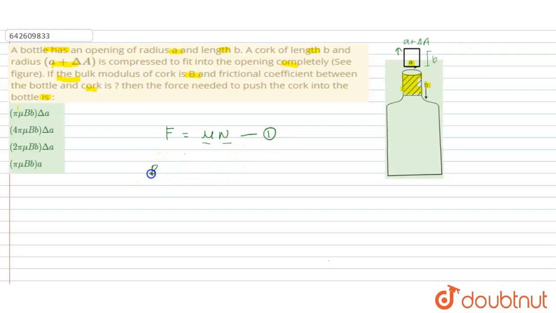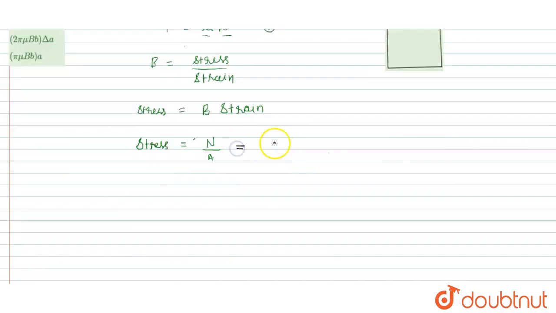According to the question, bulk modulus is equal to stress upon strain. So we can write stress is equal to B times strain. We know stress is equal to F upon A, which is N upon A, which is equal to N upon 2 pi A b. It is the curved surface area of the cylindrical cork.